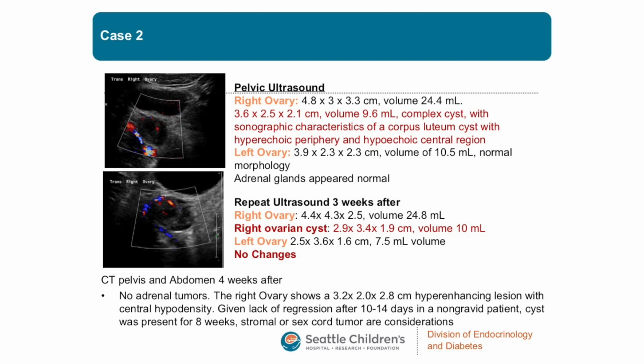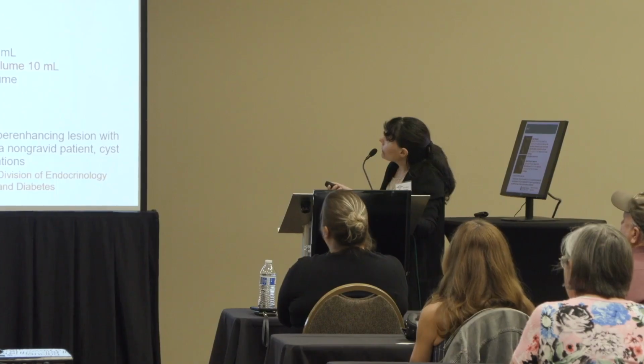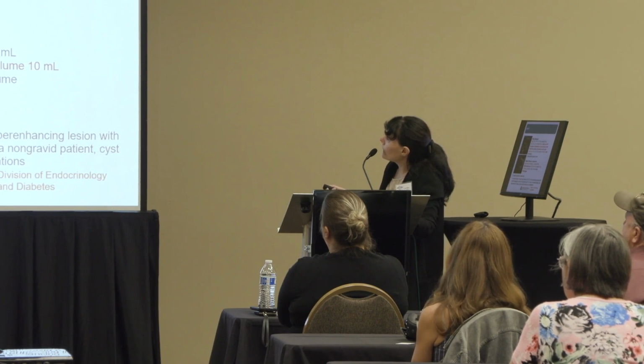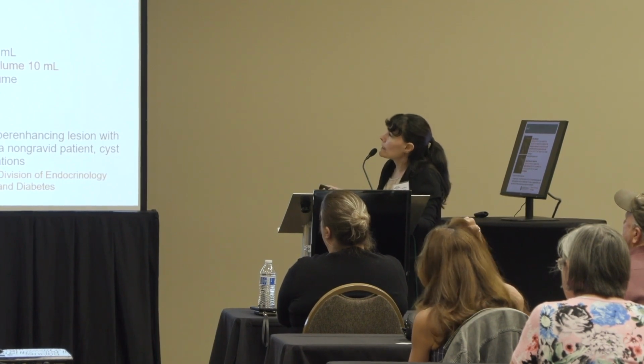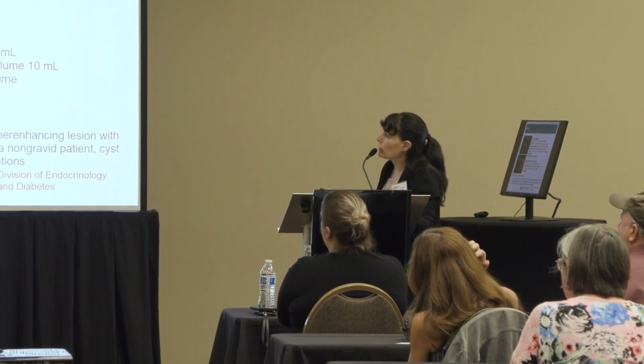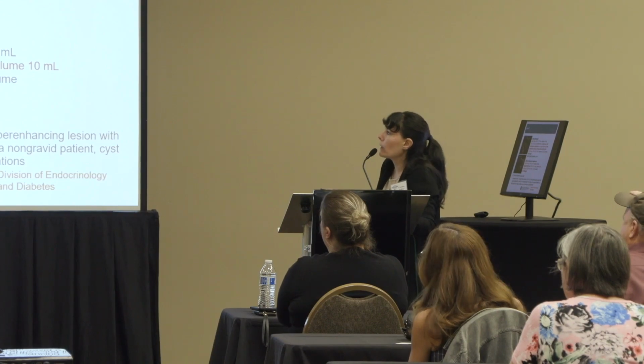And sure enough, she had an ultrasound that showed that her right ovary had a complex cyst, and that was about the size of the contralateral ovary, the volume of the contralateral ovary. So it was about 9.6 mL. With that ultrasound we also look at the adrenals, and the adrenals appear normal. Ultrasound is usually not the best methodology for this, but that's how we started.